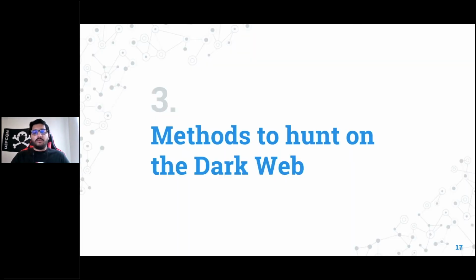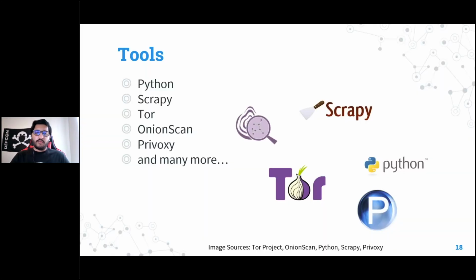Now coming to the methods, what you can do to hunt on the dark web. So there are basically two things. One is the human element, and the other is the tool methods. So what tools can you use on the dark web? I will go over some of the tools that I personally use, or that are most widely used in the industry for dark web work. So these are some of the tools. Most of the tools are written in Python, so that's why I wrote Python here.